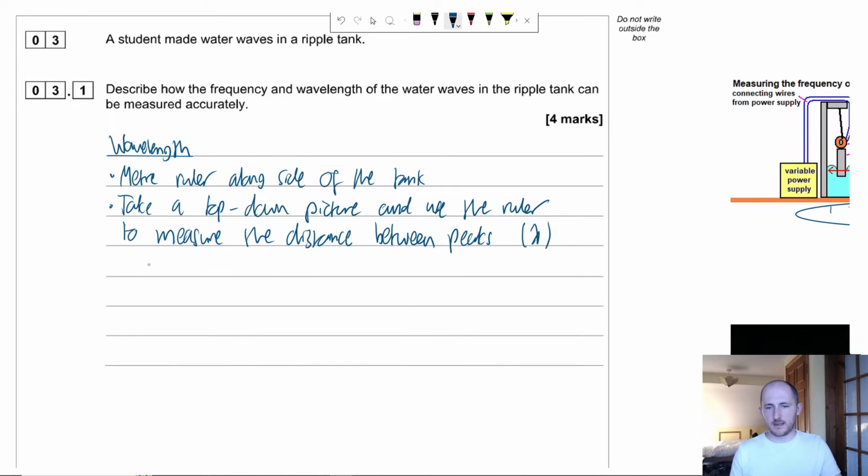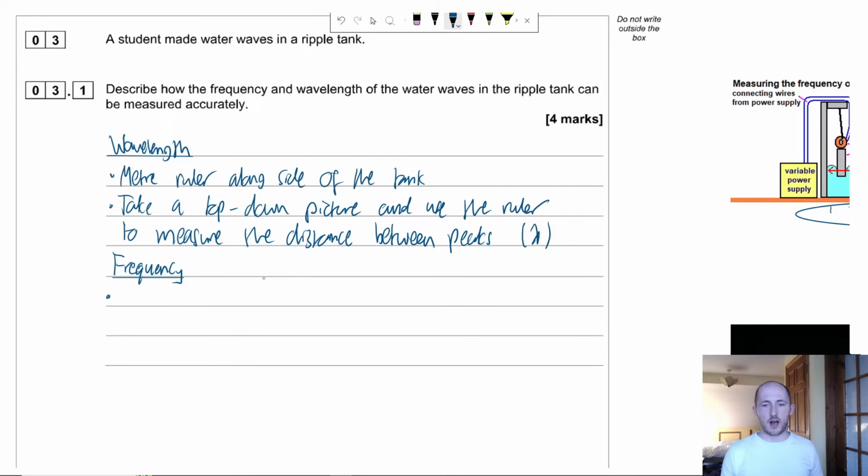Now what about for frequency? Well, this is where it gets a bit more interesting. There are a bunch of different ways to work out the frequency. And again, if you looked at the mark scheme for this question, you might notice that my wavelength method isn't exactly what it says on the mark scheme, but it is one of the alternative methods anyway. So there are multiple different methods of doing this.